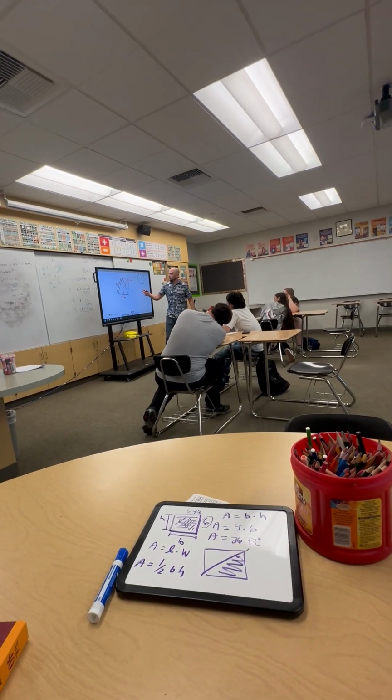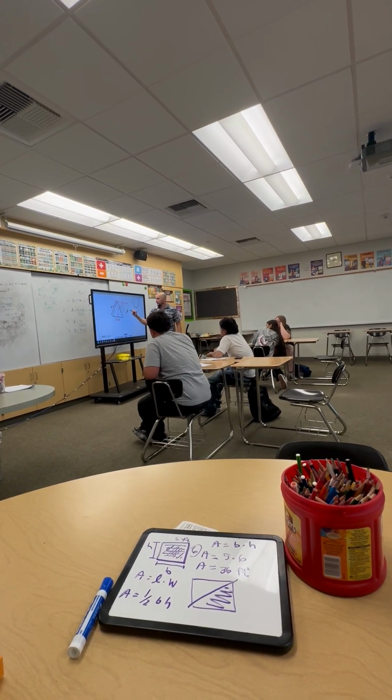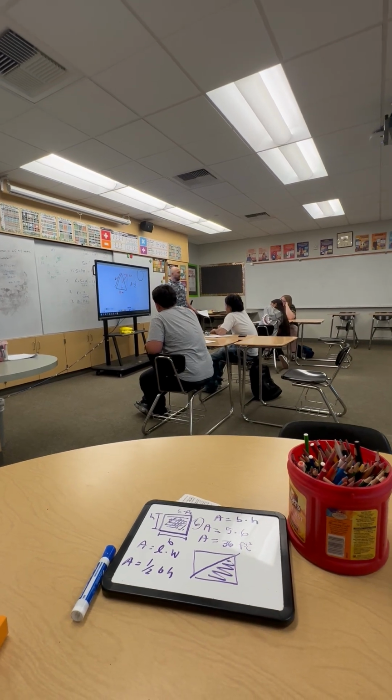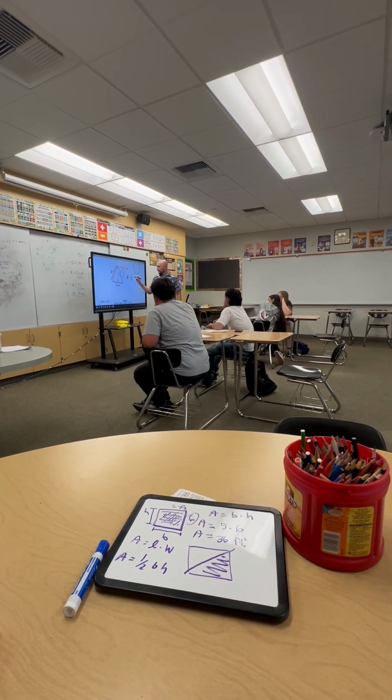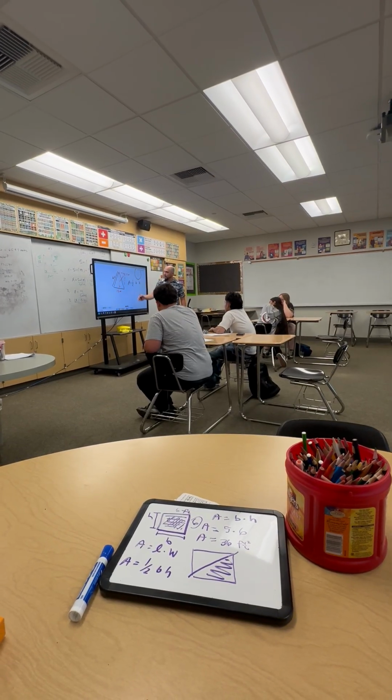Okay, so what's the formula for a triangle? A triangle's area is equal to 1/2. That's you cutting it in half, okay? Times your base, times your height, okay? So for this one, help me out.